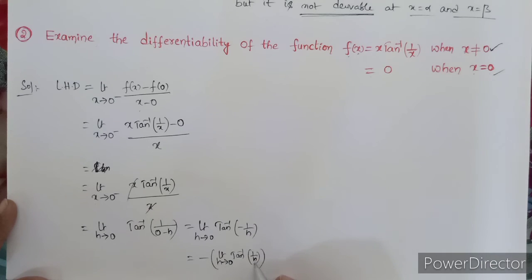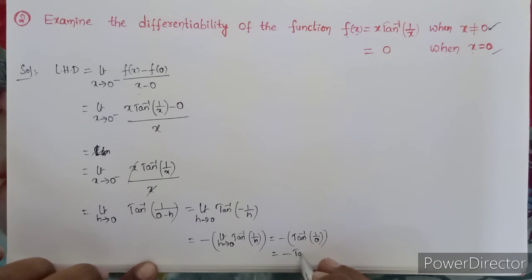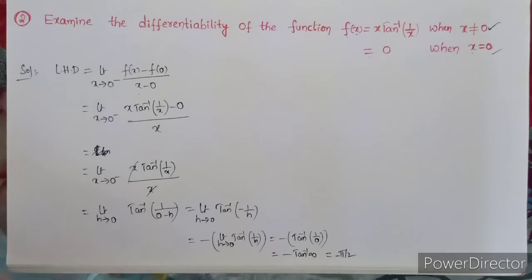By substituting h equal to 0, we got minus tan inverse of 1 by 0, that means tan inverse of infinity. Tan inverse infinity is pi by 2, therefore it is minus pi by 2.